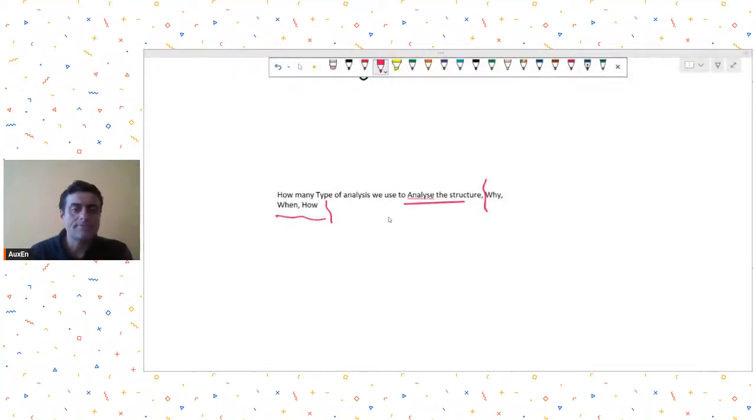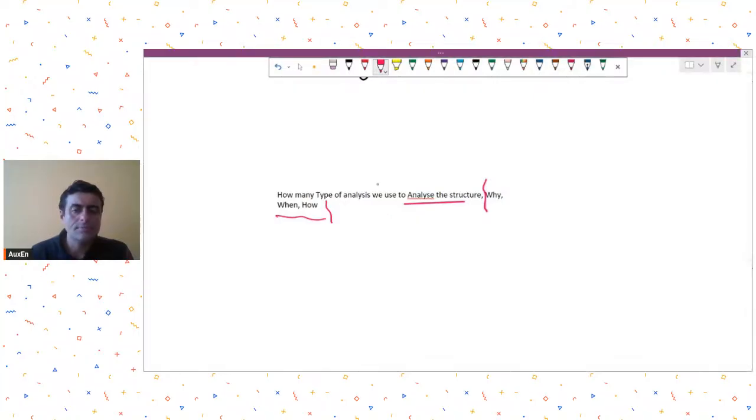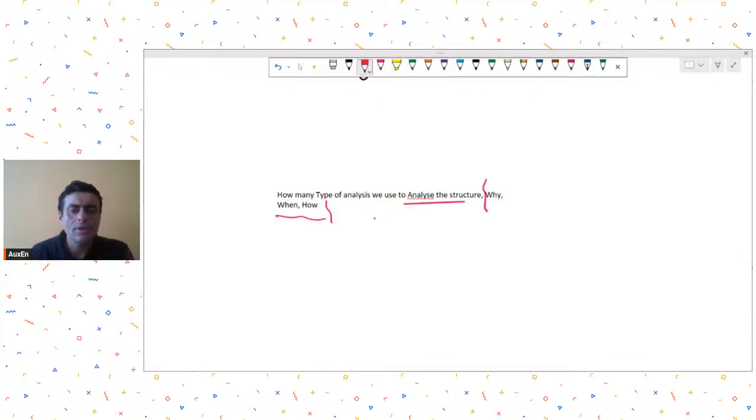Type of analysis. How many types of analysis? I don't know. What does it mean? Any idea, anyone in the audience? His question is how many types of analysis we use to analyze the structure. I don't know. Maybe one will be a linear static analysis, or linear elastic analysis, I'll put it this way, which is the normal form of analysis that you do.